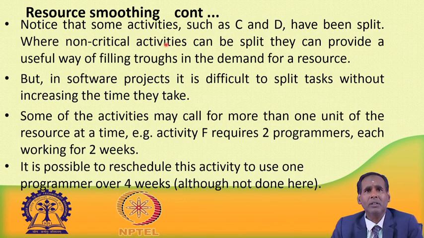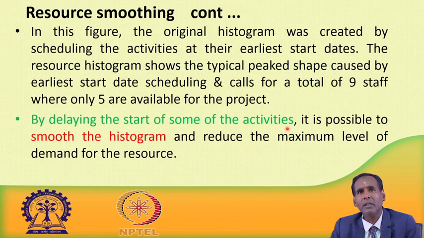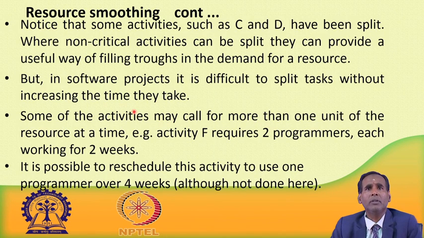I have already told you in the last example that this C was not continuous, here it is delayed, it is split. After C, other activities are followed, then C again, and similarly D is split after this and taken up in the other weeks. So, here C and D activities are split. So, notice that some activities such as C and D have been split.